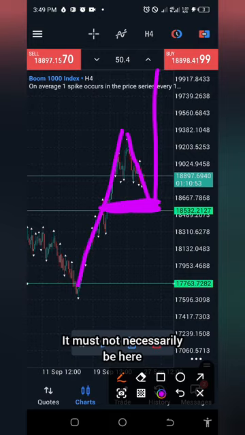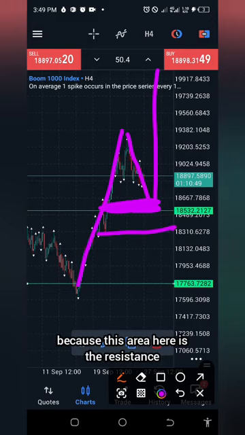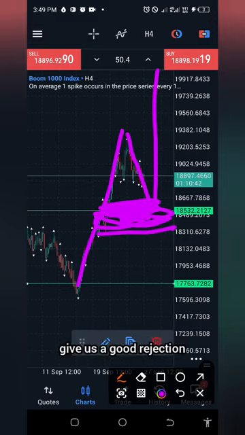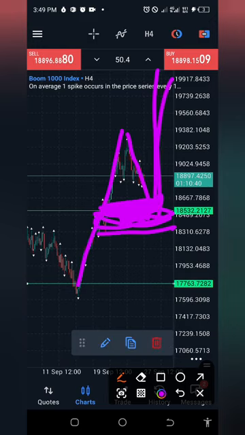It must not necessarily be here. It can be around this area, because this area here is the resistance. So it can actually hit this zone here, give us a good rejection, and then begin to rally up. So that's basically how price moves.